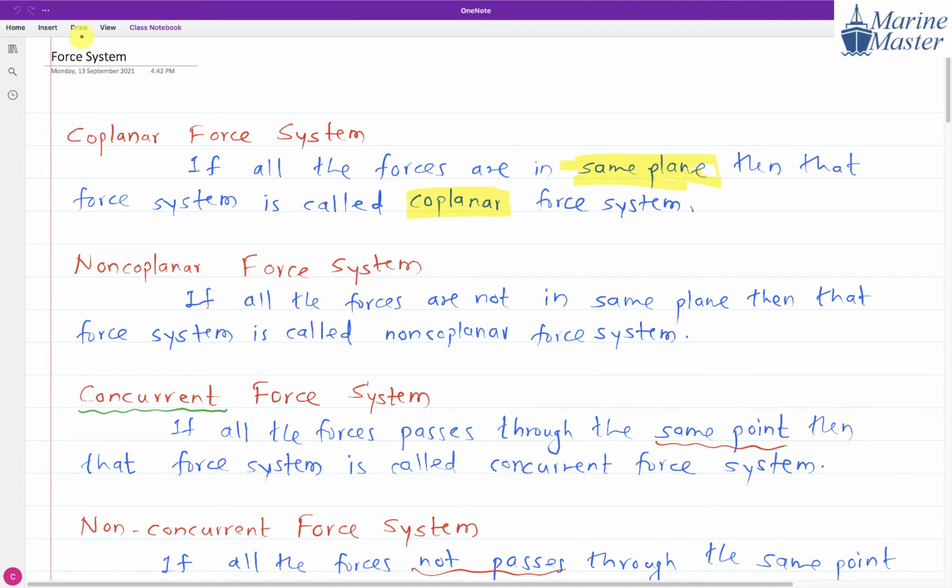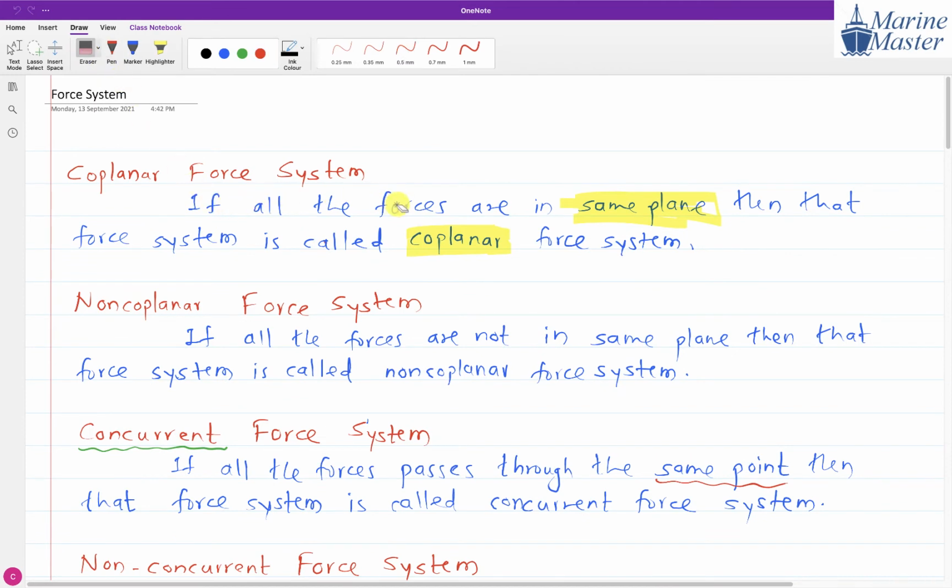So what is meant by coplanar force system? All the forces are in the same plane. Now what is meant by non-coplanar? Opposite to coplanar, it means the forces are not in the same plane. Some forces are in the plane of the screen, some in the plane of the table, some in the plane of the floor of your room. That is meant by non-coplanar: the forces are not in the same plane.